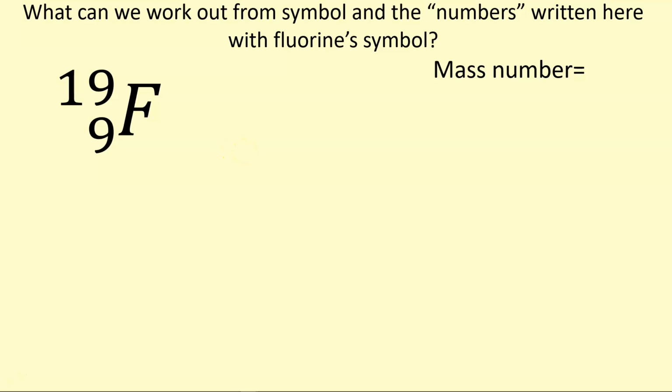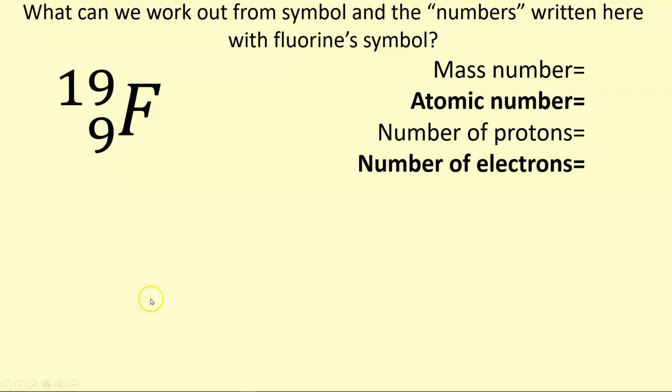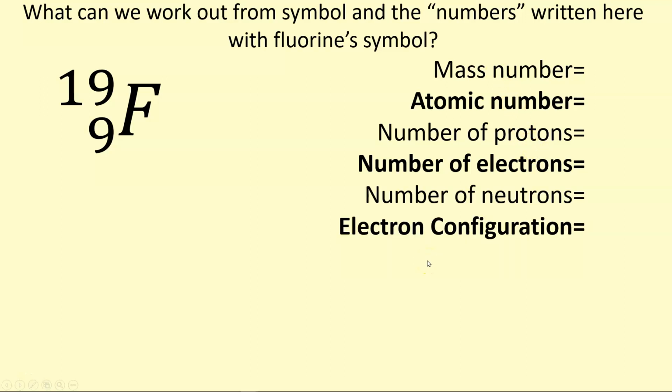So, for example, we could find out the mass number, the atomic number, and if we know the atomic number, we know the number of protons, and as it's an atom, the number of protons will be equal to the number of electrons. The mass number is neutrons plus protons. So if we know the number of protons, the difference between the mass number and the number of protons is equal to the number of neutrons. If we know the number of electrons, we could obviously work out the electron configuration.